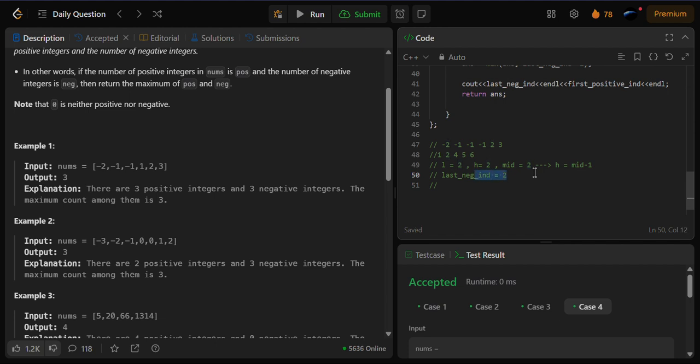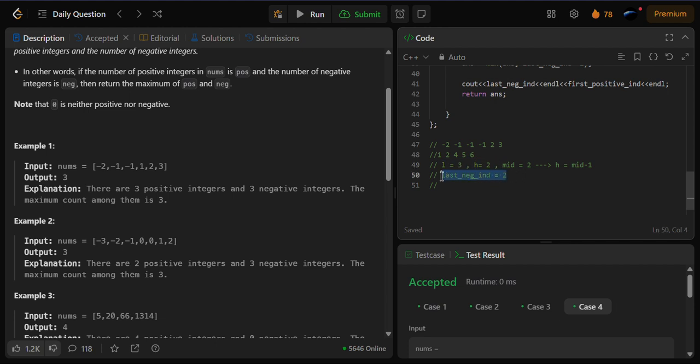Now I will update my left, because like I said, we are at a negative number, so it can be the case that there is another negative number to the right of this index. So I will update my left to mid plus 1, which is 3. But the basic condition of binary search is that my left pointer should always be less than or equal to my right pointer, that is my high pointer. Now this condition fails, so I will get out of my loop.